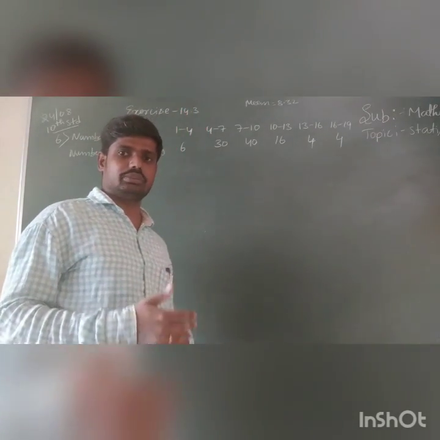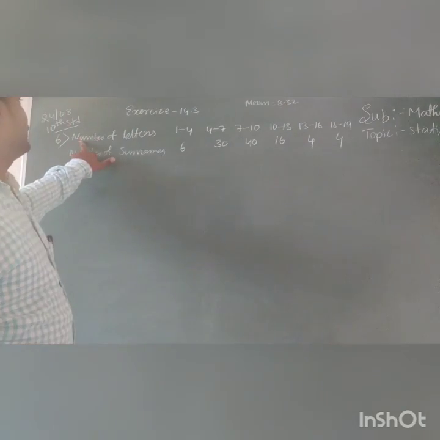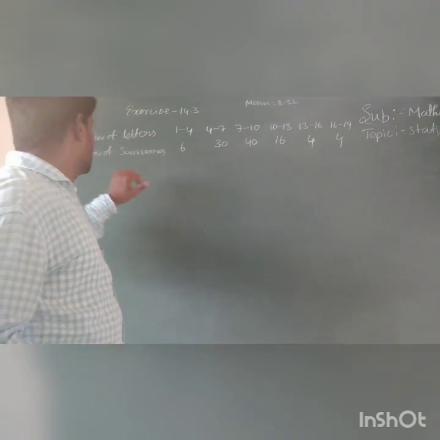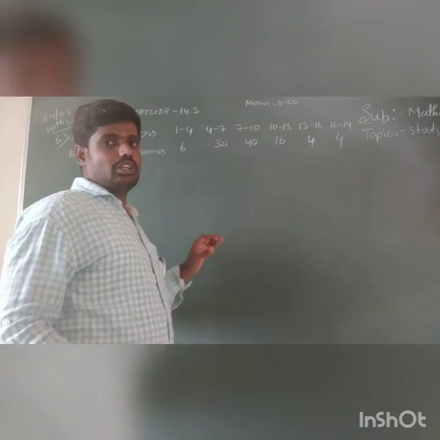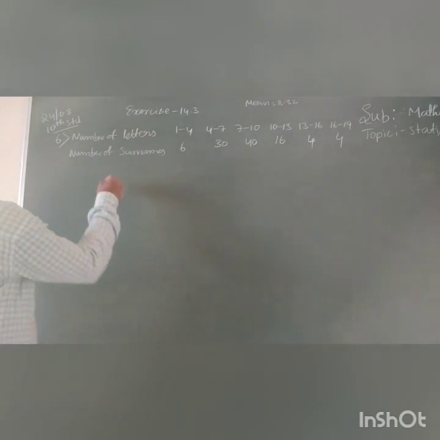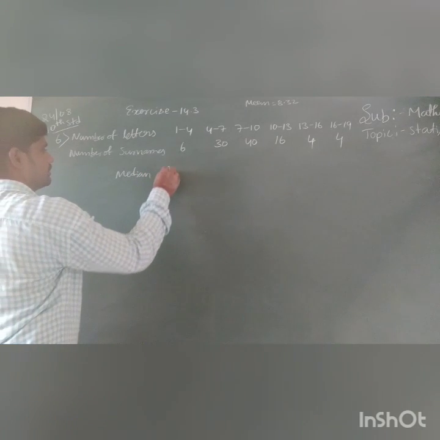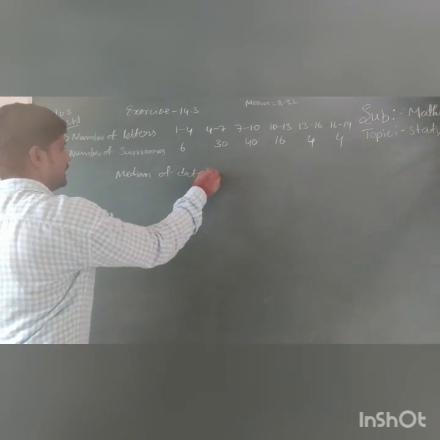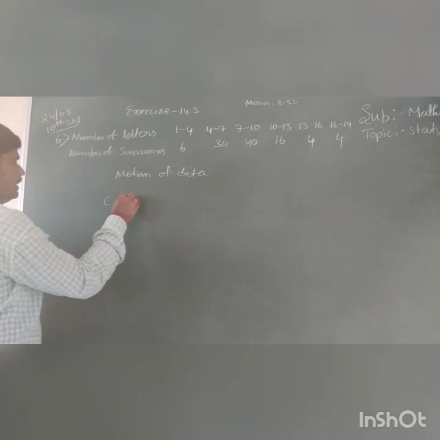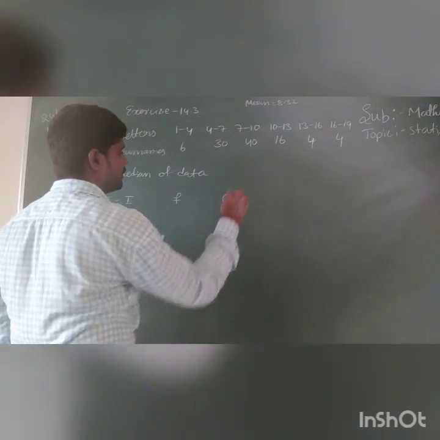Next we are going to discuss how to find the median of the data. See, the number of letters, class interval is given, the number of surnames, frequency is given. How to find the median of the data? There are 3 columns. Write 3 columns. First column is class interval. Next column is frequency. Last column is cumulative frequency.